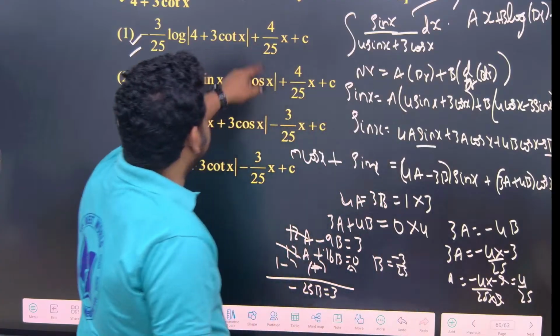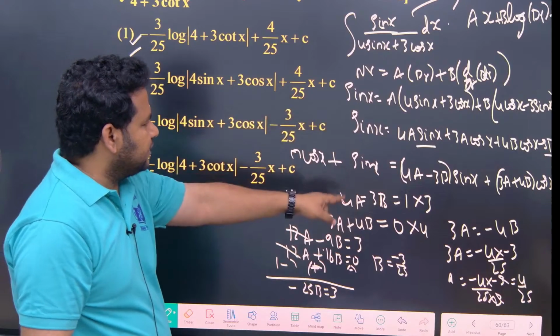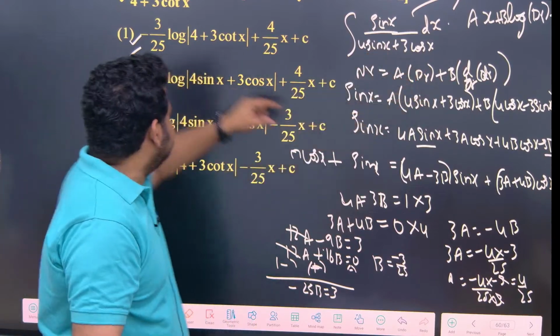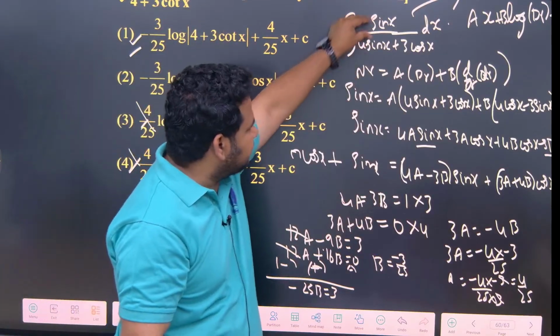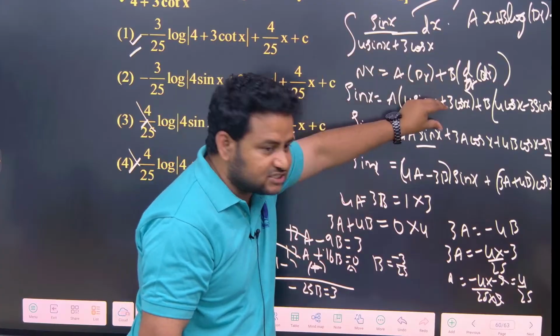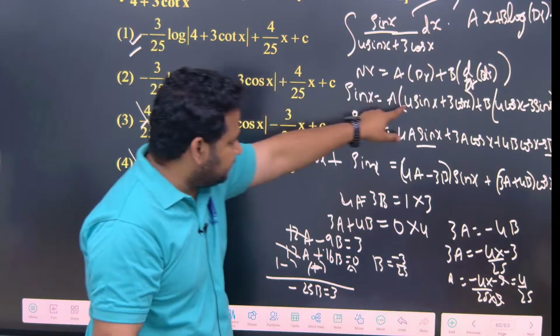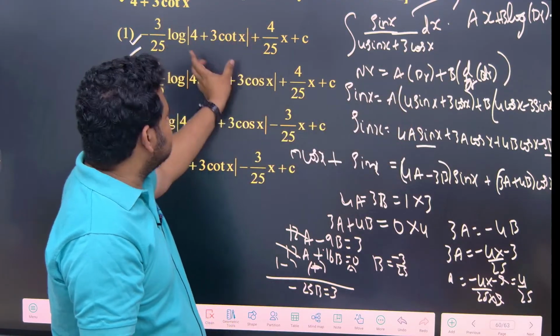So 4 by 25x, log of what is this? Denominator. See, what is the denominator here? 4 sin x plus 3 cos x. But here they have given 4 plus 3 cot x. No. What we have taken here as the denominator, that one only you should consider, not the original denominator. So this will give you the wrong answer.